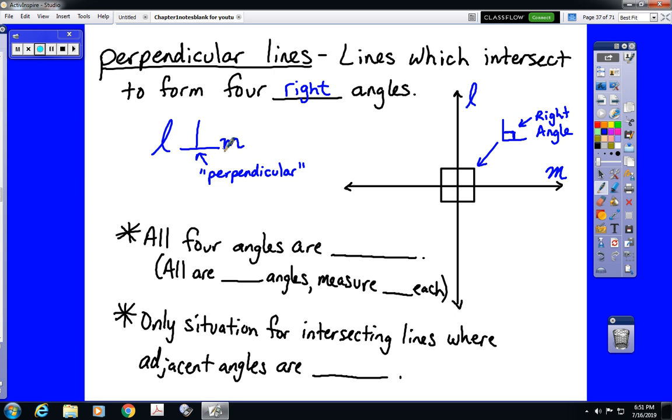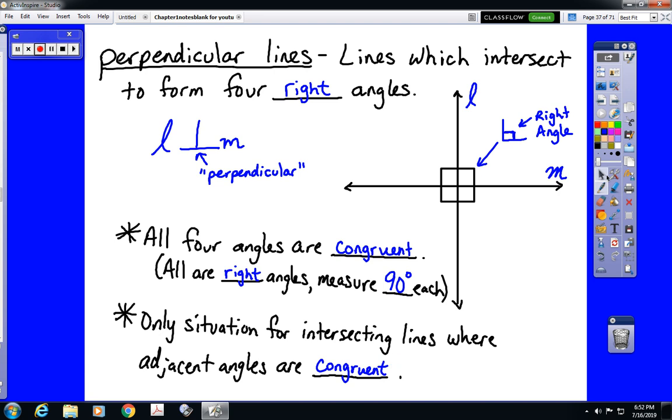Now in this picture, all four angles are congruent. Why? Well, all four angles in that picture are right angles, and all right angles measure 90 degrees each. If their measures are equal, then they are congruent. This is also the only situation where four intersecting lines where adjacent angles are congruent. So the only way that can happen is if the lines that form those adjacent angles are perpendicular.